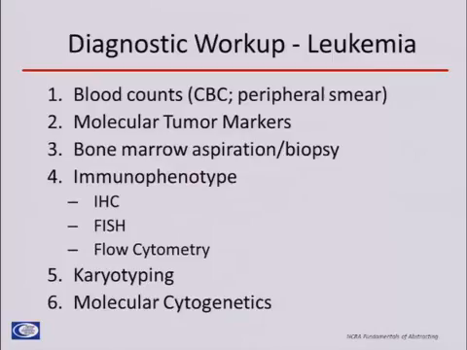So for leukemia, they're going to start out with the CBC and usually a peripheral smear after the CBC. Then they look for molecular tumor markers. Then they do a bone marrow. Then they immunophenotype with one or more of the following. They do karyotyping and they do molecular genetics, unless they have a diagnosis earlier. If they can get a diagnosis from the bone marrow, they'll take that diagnosis from the bone marrow.